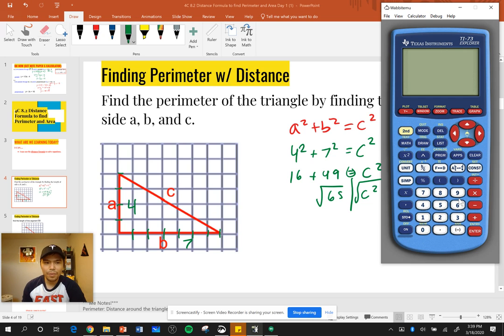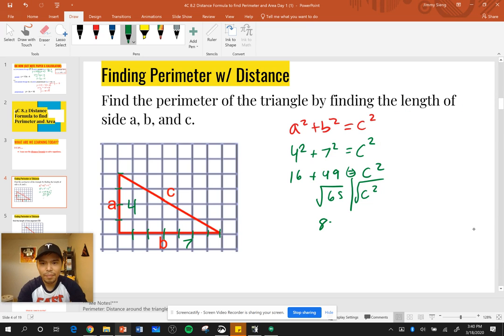But again, I'm going to square root both of those sides, and I should have the square root of 65, okay? The square root of 65 is 8.06. I usually like to round things to the hundredths. From my experience with science and math, we always just accept the hundredths place, sometimes the thousandths, okay? But that is my distance, class: the distance of side C is 8.06.